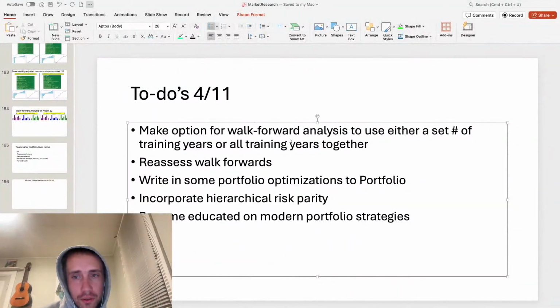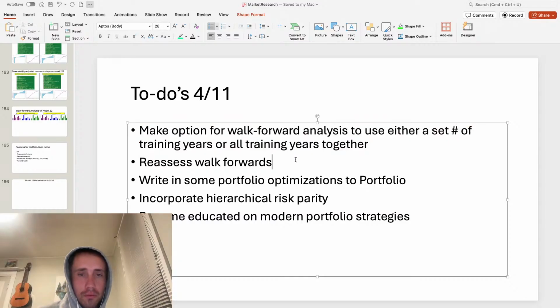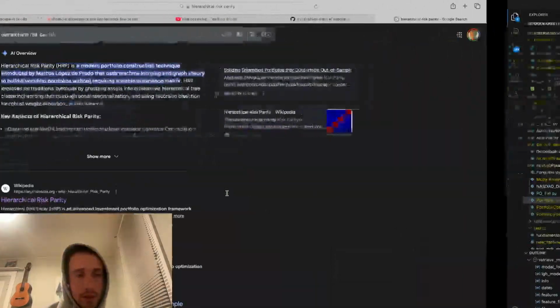I need to change the walk forward so it's using all years available to it, not just the most recent years. I think that should improve performance. And then redo the walk forwards for the different models using that. And then keep building out this portfolio script. Look into hierarchical risk parity. Thanks, Sir Night Night, for that suggestion. And I realize that generally I need to become more educated on modern portfolio strategies because I don't really know anything. So that's it for tonight.